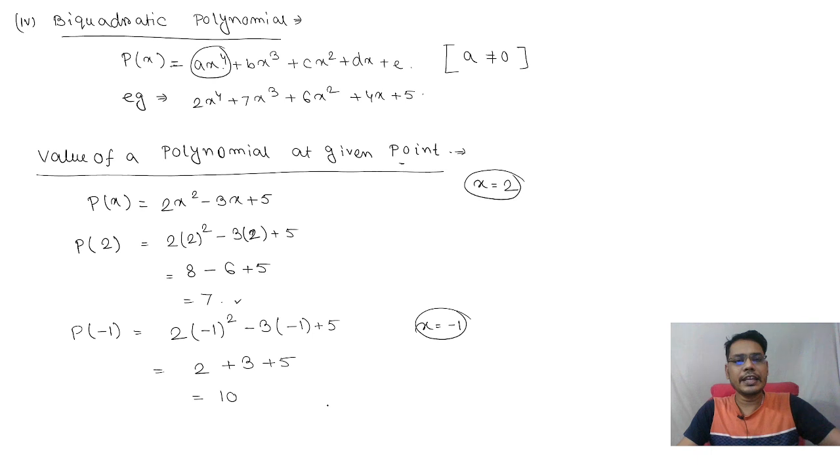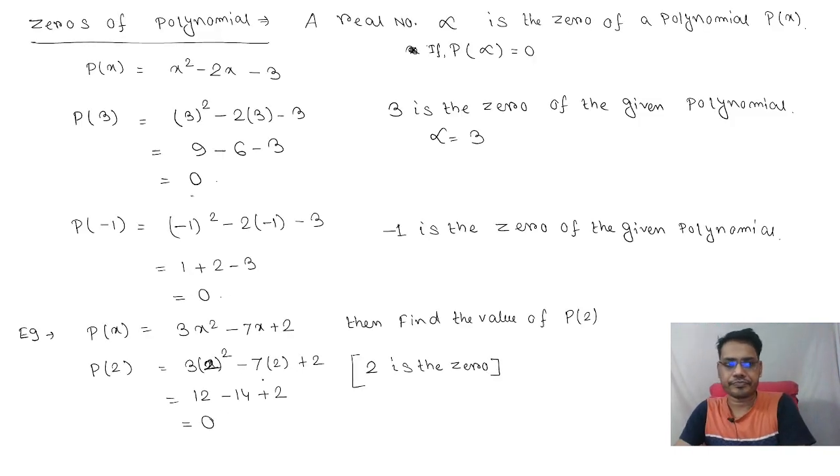Now if any point is given, you can find the value of the polynomial easily. For example, p of x is 2x square minus 3x plus 5, and it is given that x is 2. Just put the value 2, and you will get the value 7. If p of minus 1 is given, what is the value of this polynomial at that point? It becomes 10.